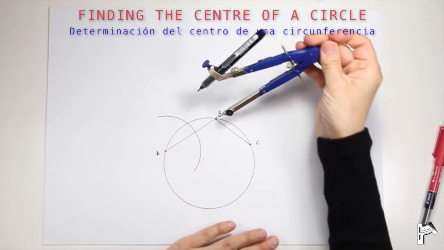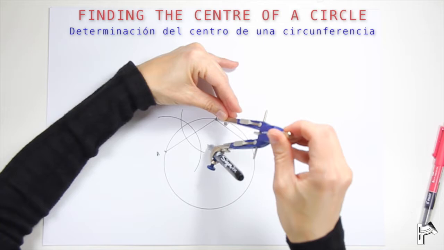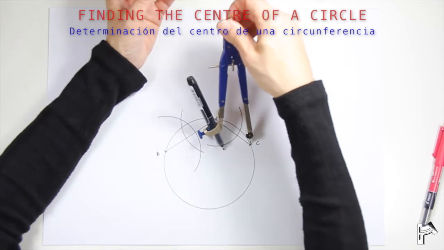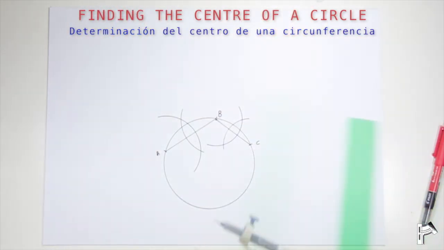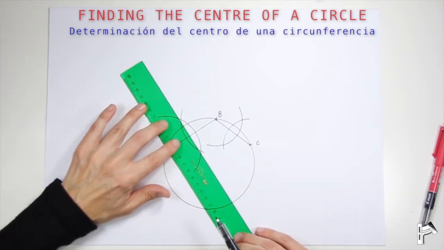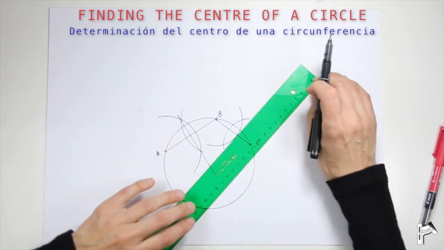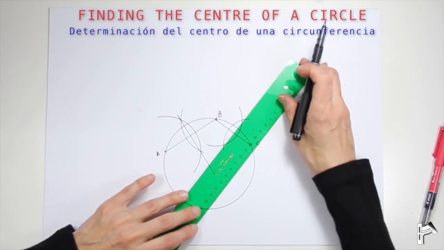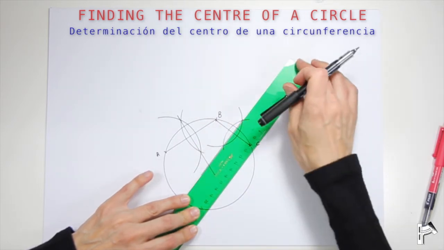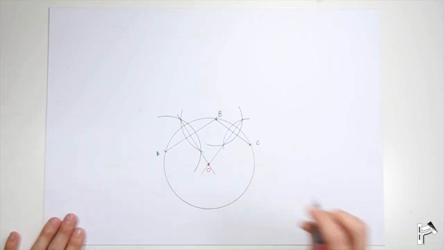We will draw the segment bisectors of the segments AB and BC. And the point where they intersect is the center O of the circumference.